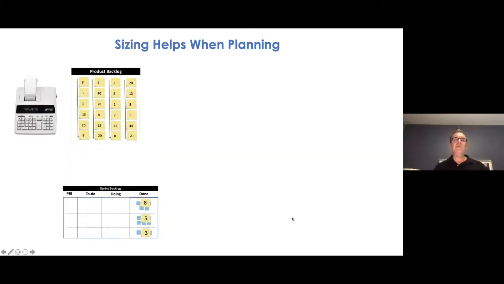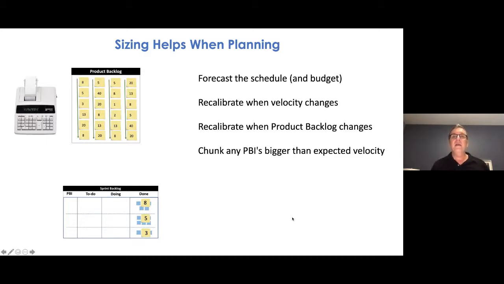A little bit further on the math without going overboard here. If I have relative sizes on my product backlogs, these are all just weights, and I sum them all up, then I can use it to forecast the schedule as I described, and recalibrate my forecast when the velocity changes, meaning how much product is built per sprint. I also recalibrate when the backlog changes, because if I add items to the backlog, that's going to cause the schedule to go longer as well if I don't pull something equally sized off the backlog. And it also helps me chunk any product backlog items that are bigger than my expected velocity.